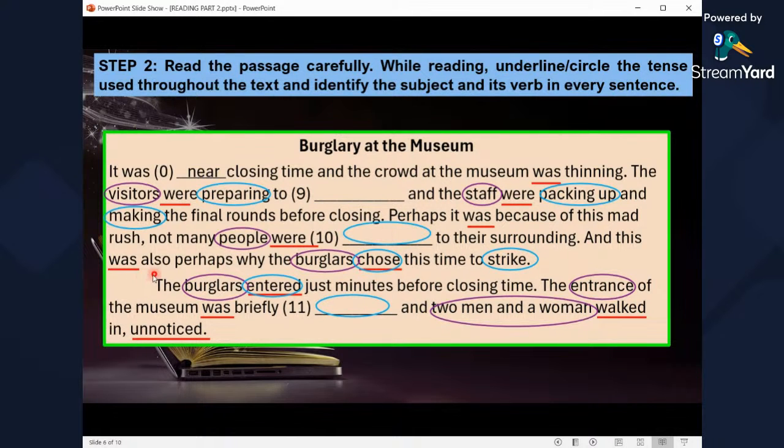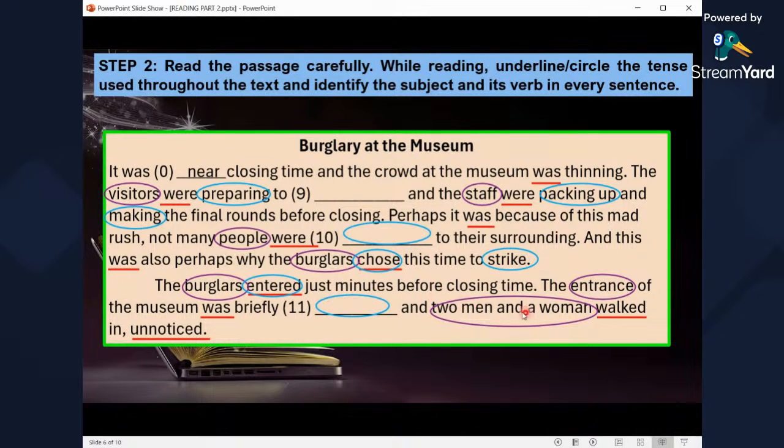And this was, okay, burglars. This one is an answer. My answer, sorry, no. Burglars chose, okay, chose. To show you the burglars more than one. This is the verb chose. This time to strike. Okay, burglars entered, ed, good. The entrance was briefly what? Entrance, you're talking about the entrance was briefly what?